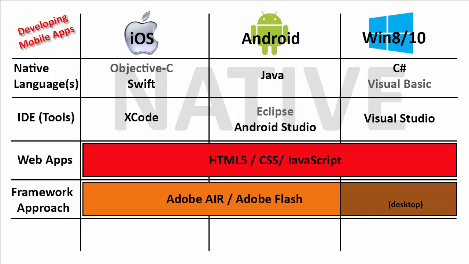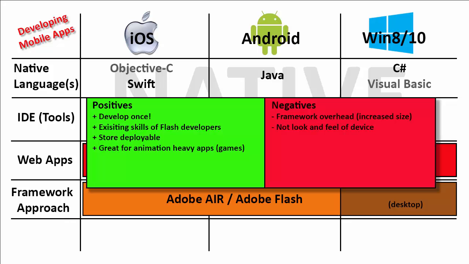Now on the Windows side, there is not an Adobe Air framework for Windows 8 or Windows 10 apps, but you can run Adobe Air in Flash on the desktop side of, say, a Windows 8 tablet like the Surface Pro. Again, the positives here: you develop it once. Flash developers can use their existing skills and their ActionScript knowledge. They're store deployable. So in Adobe Flash, you're creating an APK file that can be sent to an Android device, uploaded to the Google Play Store. And they're great for animation-heavy apps. Again, just great for games.